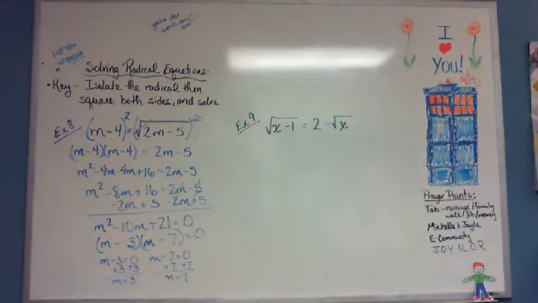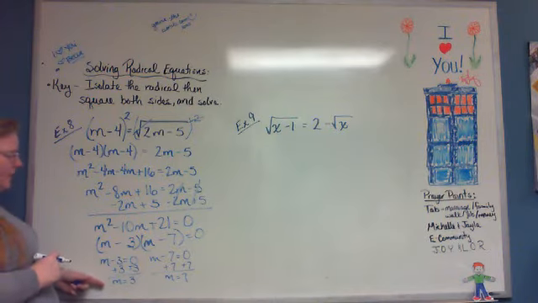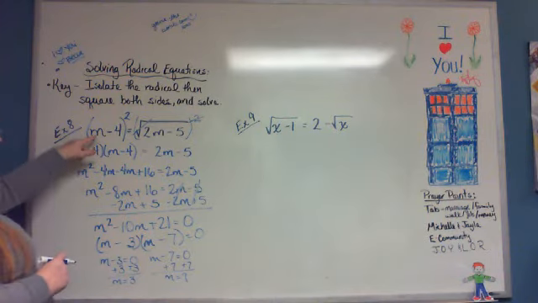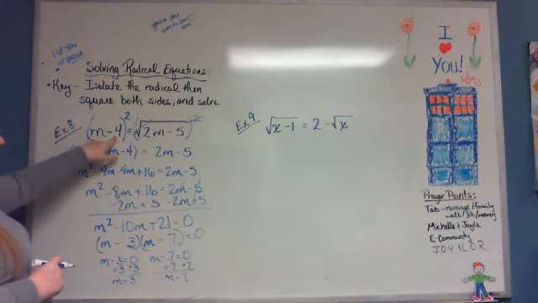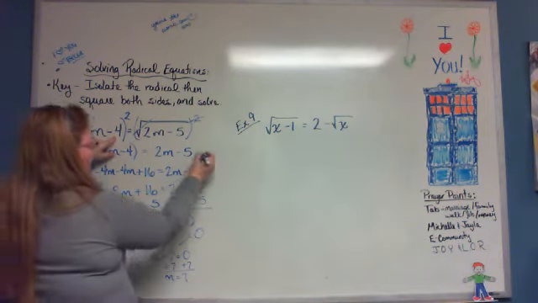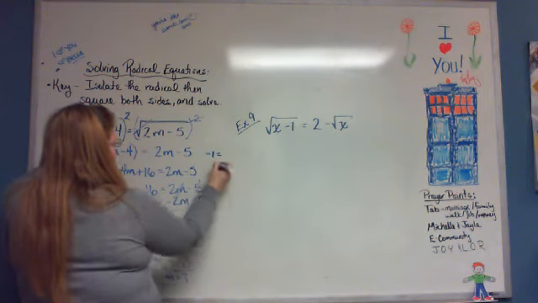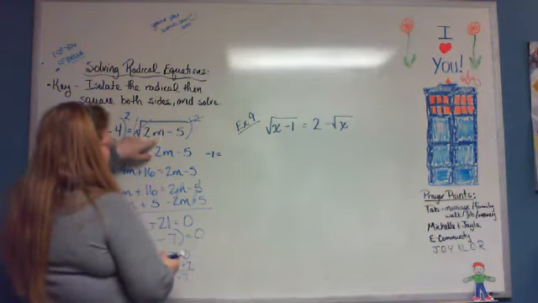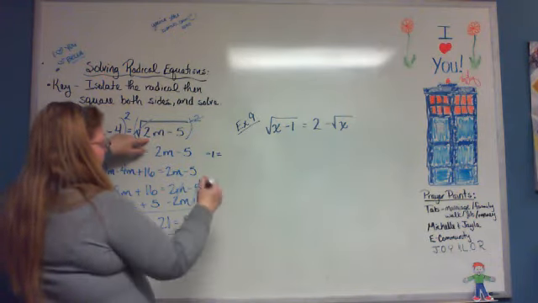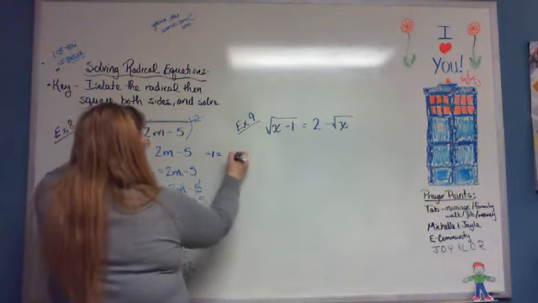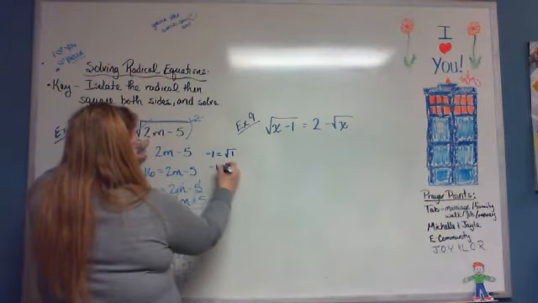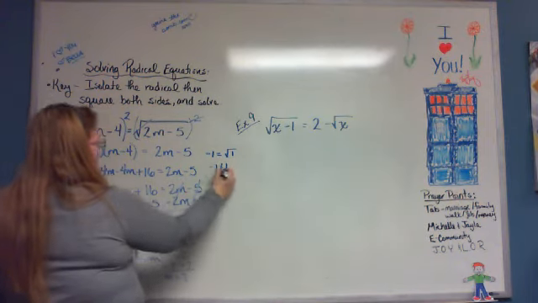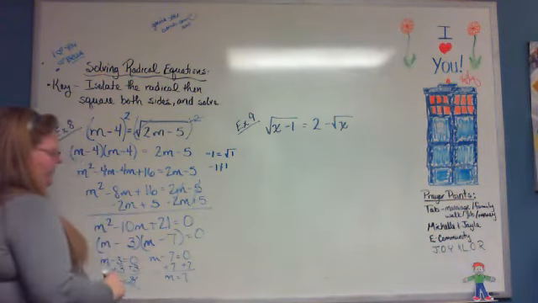We don't know which one's right, if either of them are right, until we plug them back in. So I take my 3 and I put it in up here. 3 minus 4 is negative 1. Over here, 3 times 2 is 6, minus 5 is 1, and the square root of 1 is 1. Does negative 1 equal 1? Nope. So it's not 3.